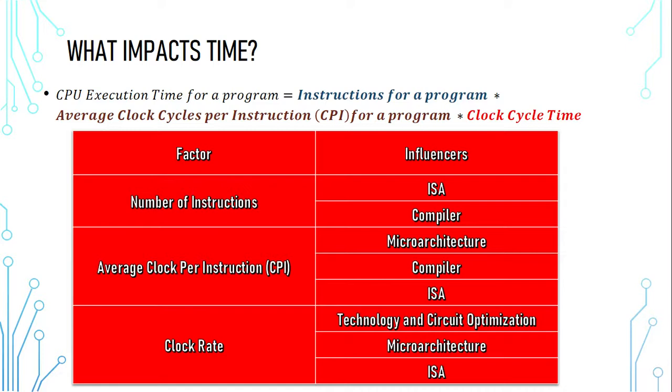Remember the sign instruction. And clock rate is impacted by technology advancements and circuit optimizations. As technology advances, we see processors with higher clock frequencies due to smaller sizes, according to Moore's law. Also, it's impacted by microarchitecture. Critical paths in the logical digital circuits implementing the ISA impact the clock cycle. And finally, the ISA with its instruction set impacts the clock rate.